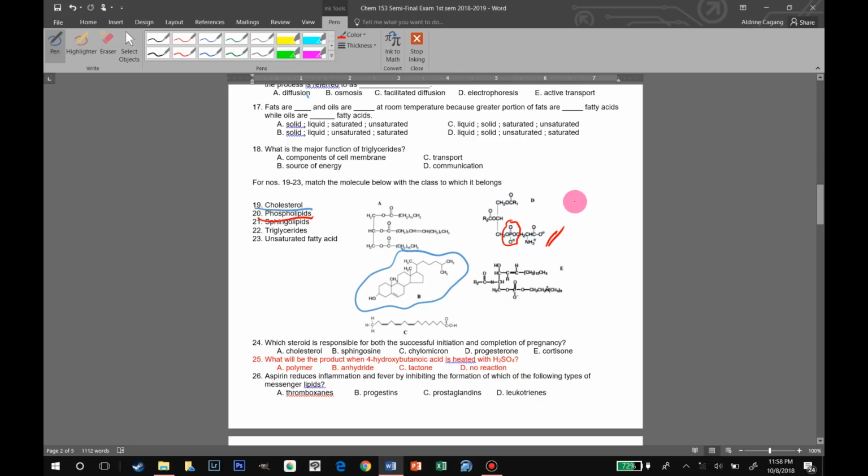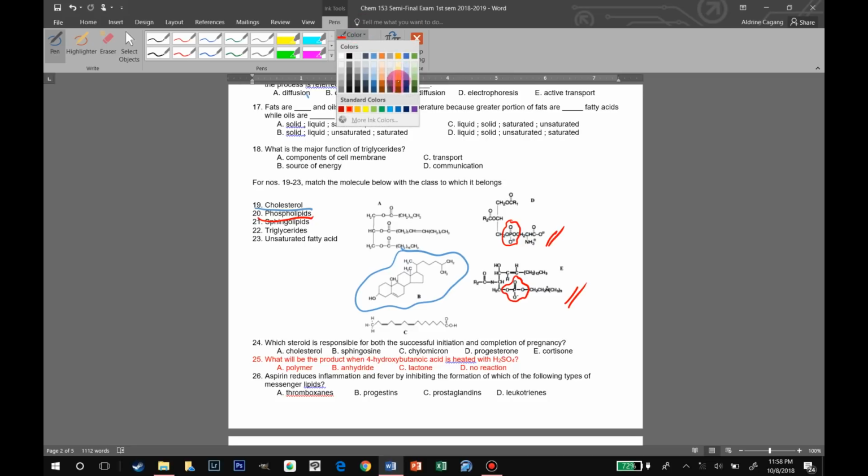But wait, there's more. You have letter E. Kindly take a look at this part of the molecule. This is also a phosphate group. Letter E is also a phospholipid. So you actually have two applicable molecules for number 20.